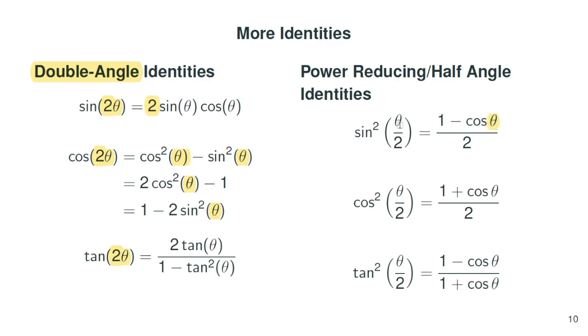So sine squared of, for example, 50 degrees will be the same thing as 1 minus cosine of 100 degrees, divided by 2. Also, if this is 100, inside will be 50. It's also known as power reducing because it reduces the second power to the first power trig function.